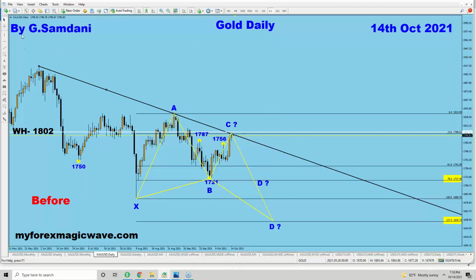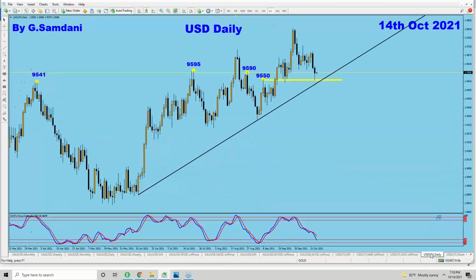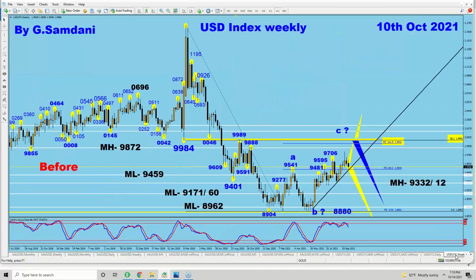Now, the symbol of this gold is gold USD. So gold is measured in USD, right? What the heck is USD doing? That's the question. So now let me show you the USD daily chart. That's what's happening with USD. Well, let me show you the weekly chart. This was the weekly chart that I made, right?